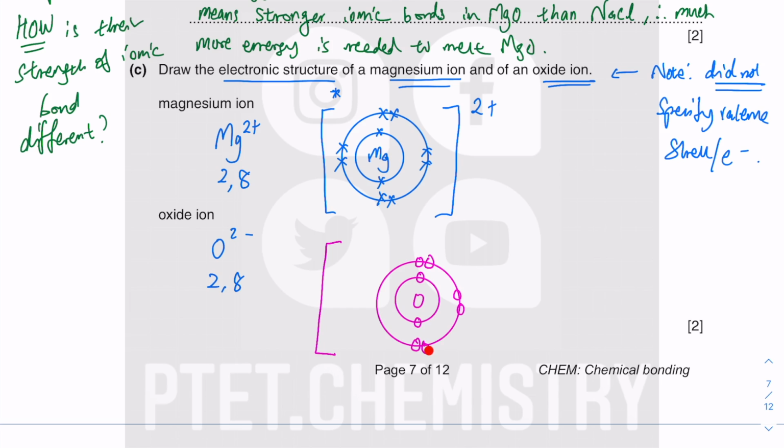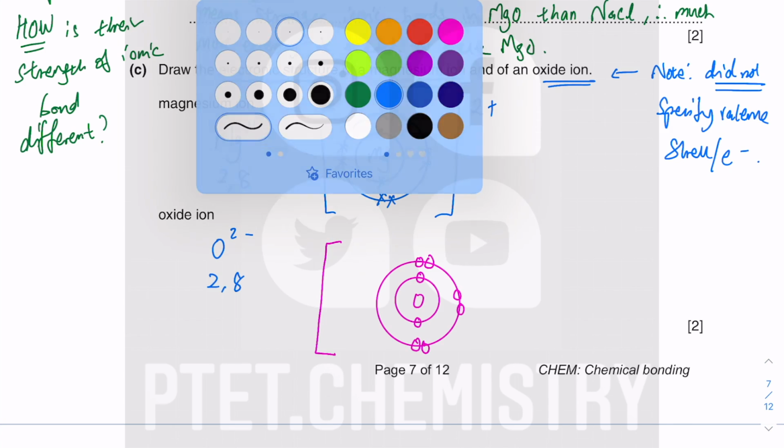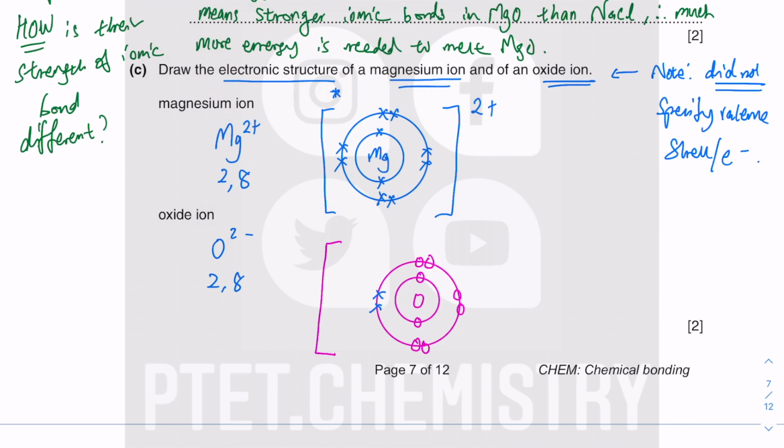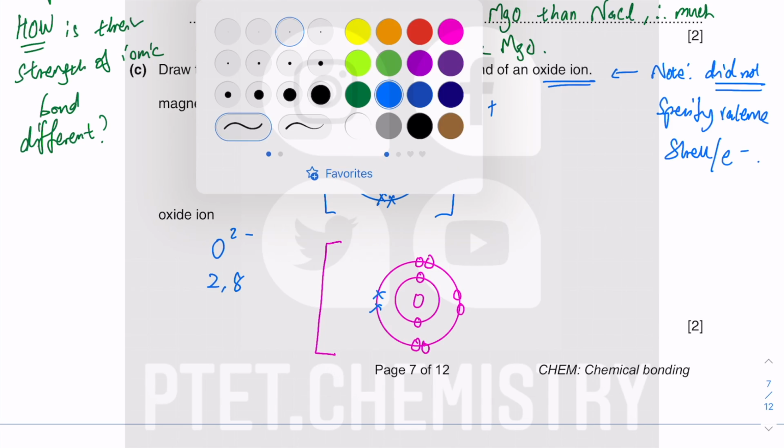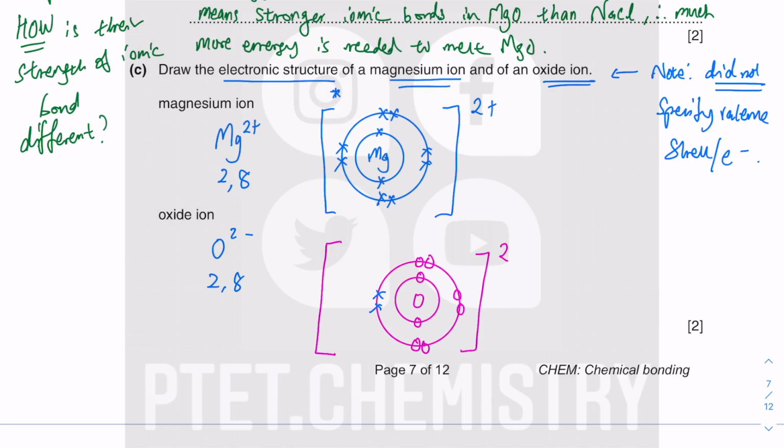As stated in the previous topic, candidates should be able to state that the group number of an element indicates the number of valence electrons. But you gain 2 extra electrons from the magnesium atom. So that's why I have 2 crosses there that come from the magnesium atom, and I get a 2 minus charge because I gain 2 extra electrons.